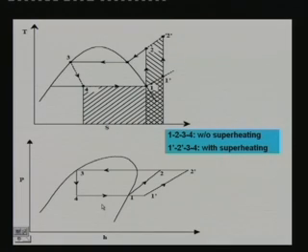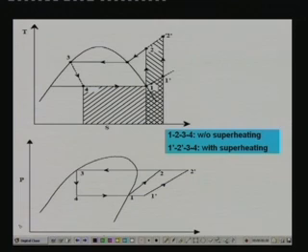This figure shows again, just like subcooling, the cycle without and with superheating on TS as well as PS diagrams. Look at the TS diagram, as I said 1, 2, 3, 4 is without superheating. If you do not have any superheating, what is your useful refrigeration effect? This is the useful refrigeration effect, this area. And what is the work of compression? We have seen that the work of compression in fact is this entire area.